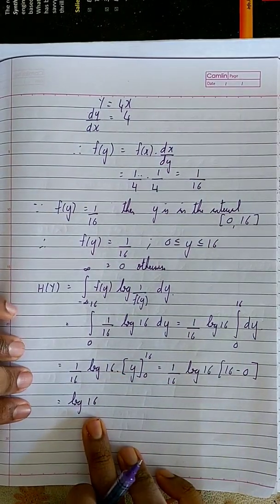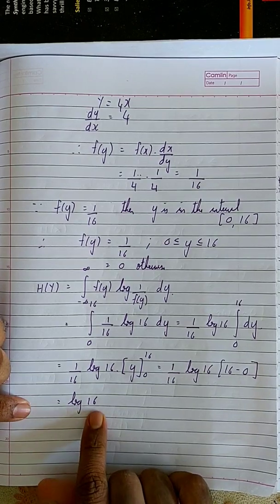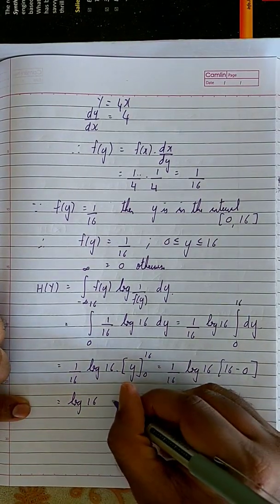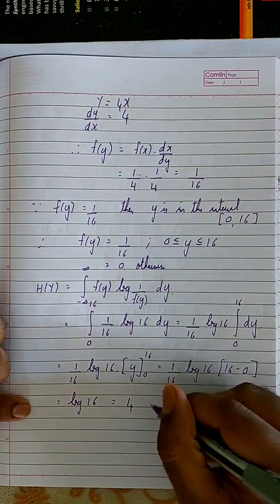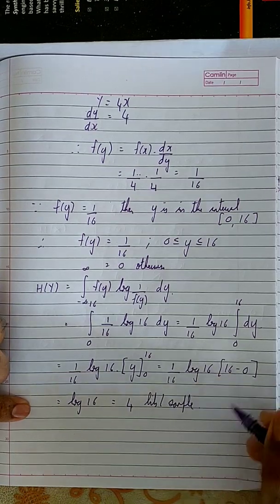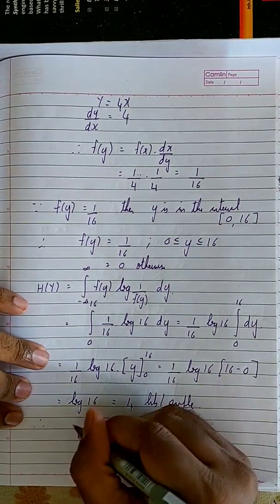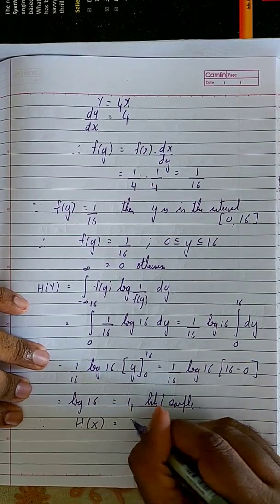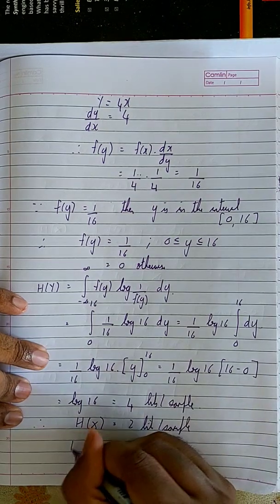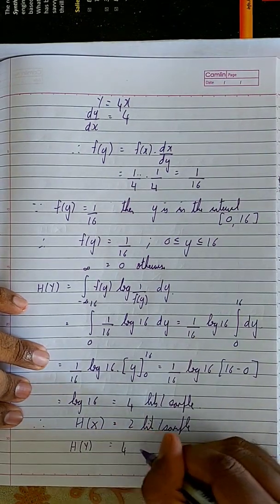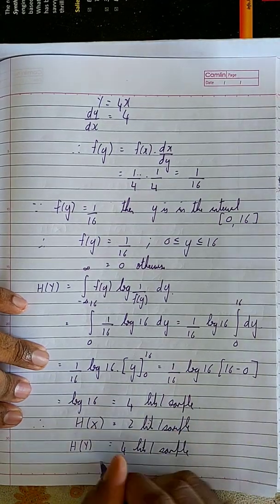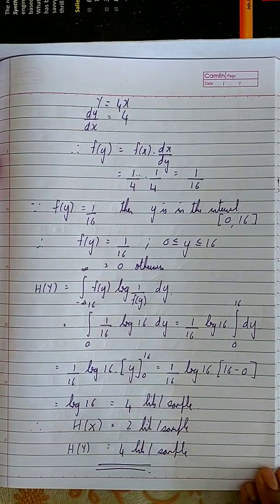Okay, log 16. So what is log 16 to the base 2? Log 16 to the base 2 is equal to 4. So this is nothing but 4 bits per sample. Which means h of x is equal to 2 bits per sample, and h of y is equal to 4 bits per sample. Okay, this is the final answer.